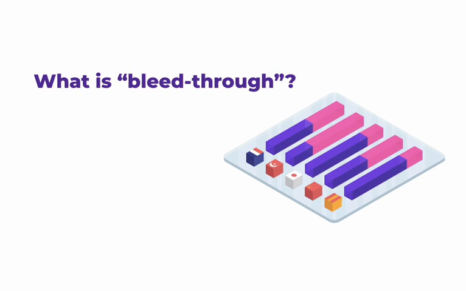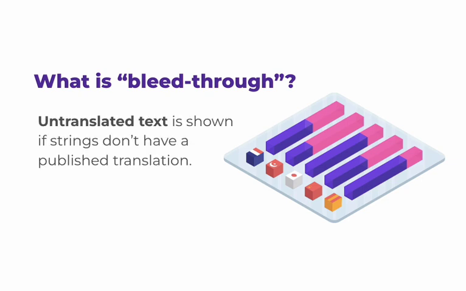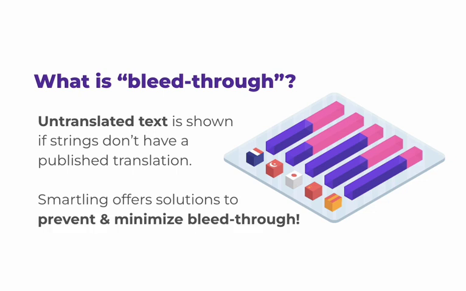So while the new strings are being worked on, the same page could show a mix of source language text and translated text until all strings have been fully published. This is often referred to as bleed-through. To prevent this from happening, Smartling offers a few different solutions to avoid or minimize bleed-through.